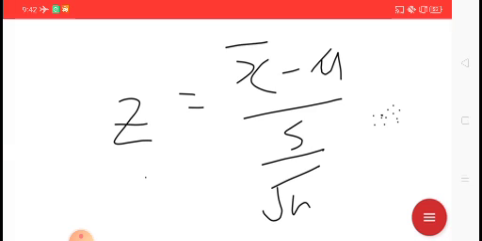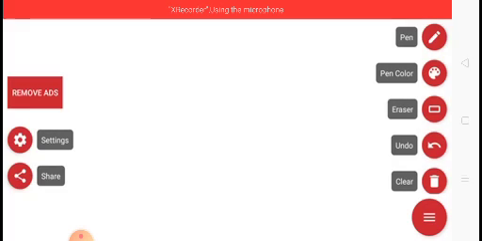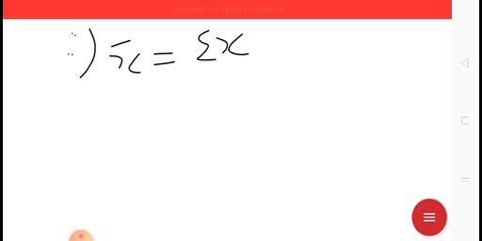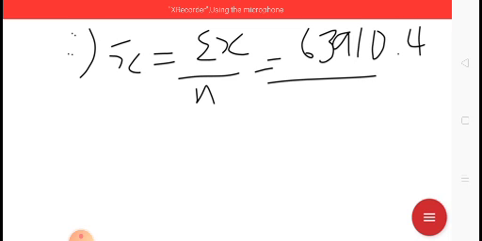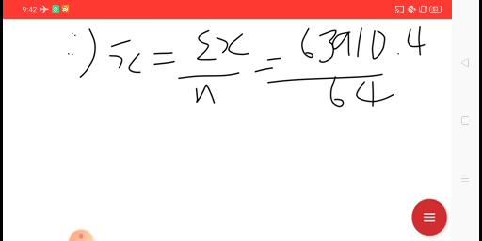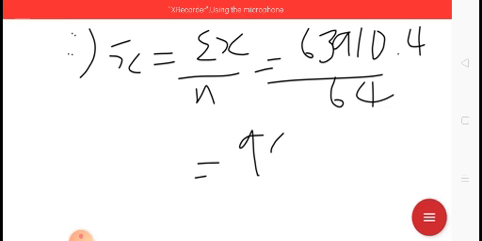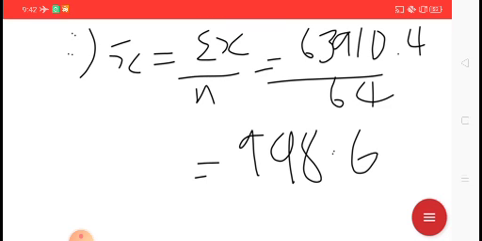Part A. Part 1: calculate the sample mean. If you want to calculate the sample mean, the mean will be equal to sum of x over n. So it's equal to 63910.4 over 64. So you have 998.6 for part 1.